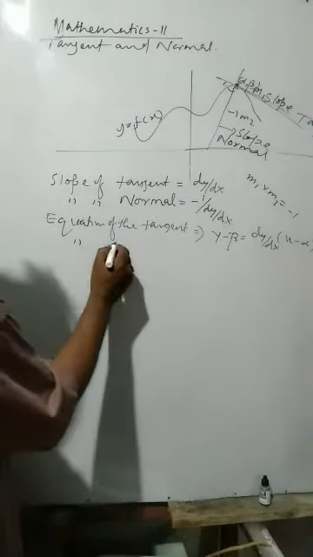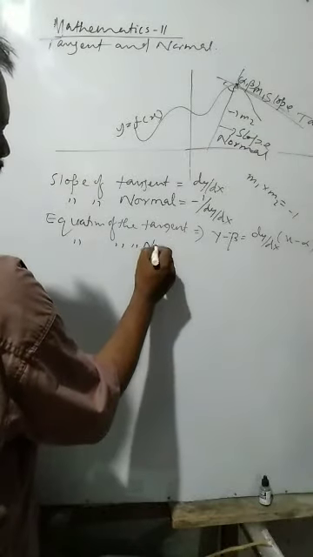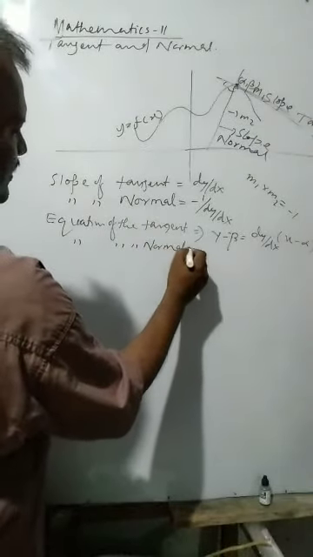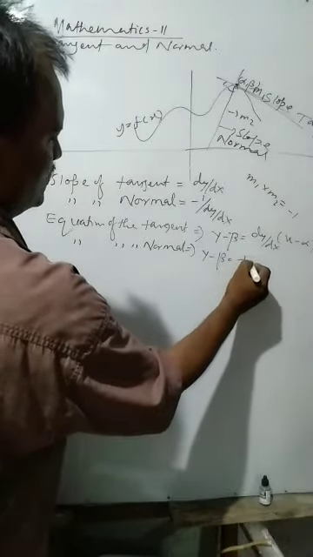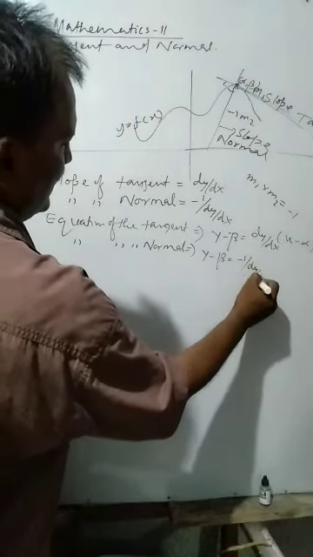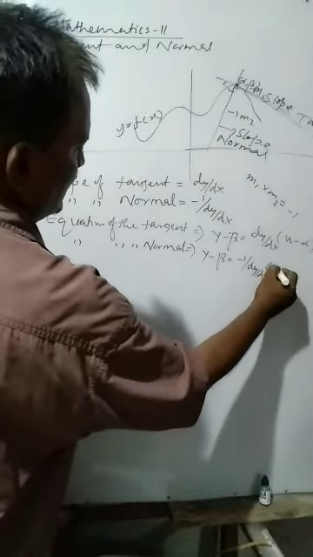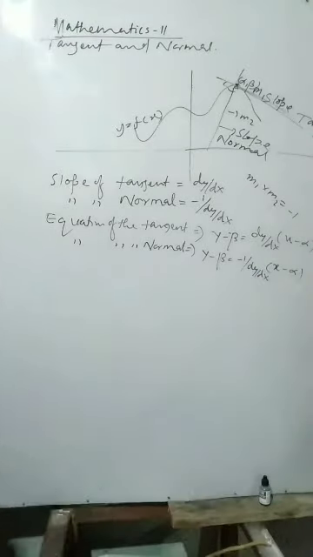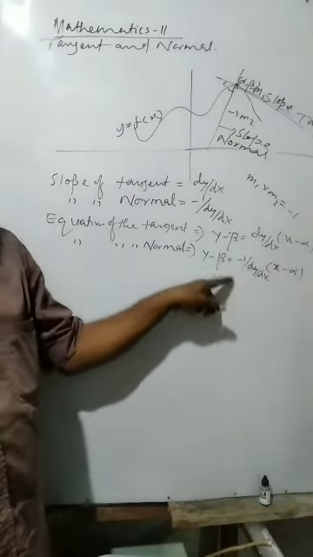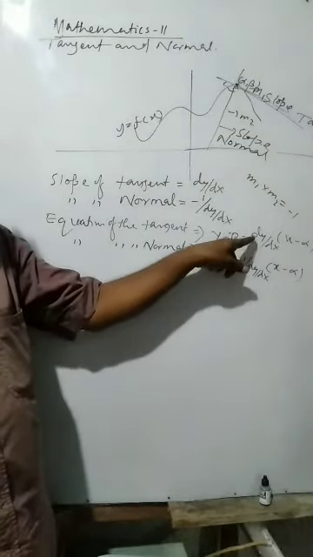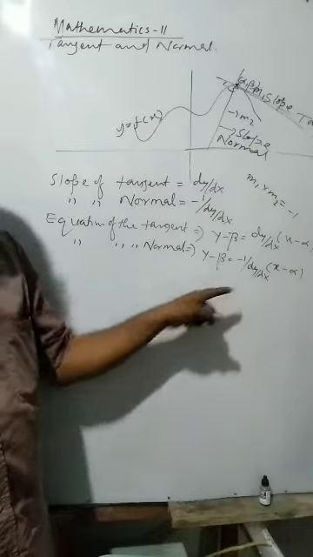Equation of the normal. Normal equation can be represented by y minus beta is equal to minus 1 by dy by dx into x minus alpha. You look at both equations, they are alike, but the difference is the slope. It is dy by dx in one case, and minus 1 by dy by dx in the other.